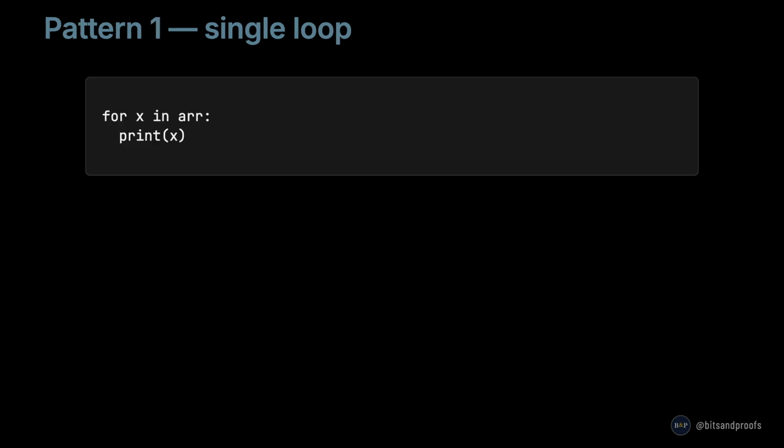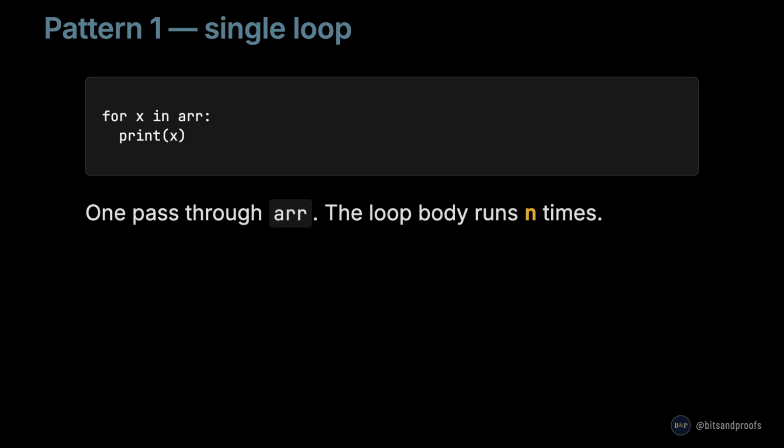Pattern 1, a single loop. For x in arr, print x. The simplest possible loop pattern. This is 1 pass through the list. The loop body runs n times, once for each item. Each iteration does constant work, just a print. Total work is n times 1, which is n. That gives us O of n. Linear time, apply rule 1. 1 loop equals 1 factor of n. Done, this is the baseline pattern every other one builds from.